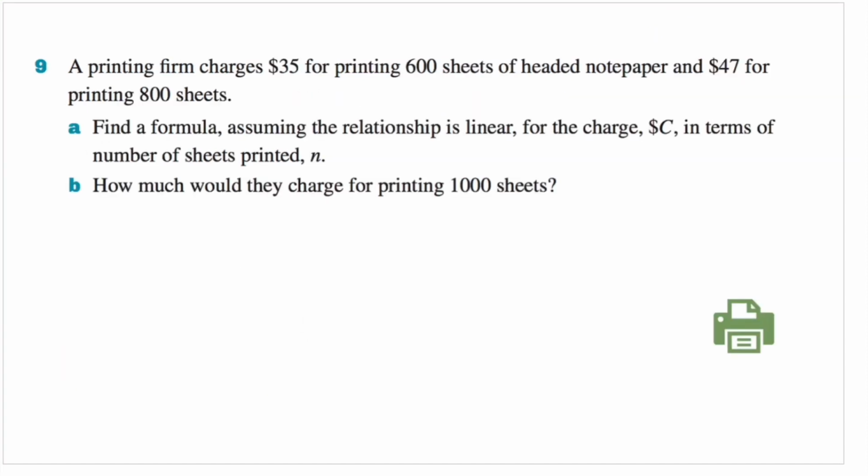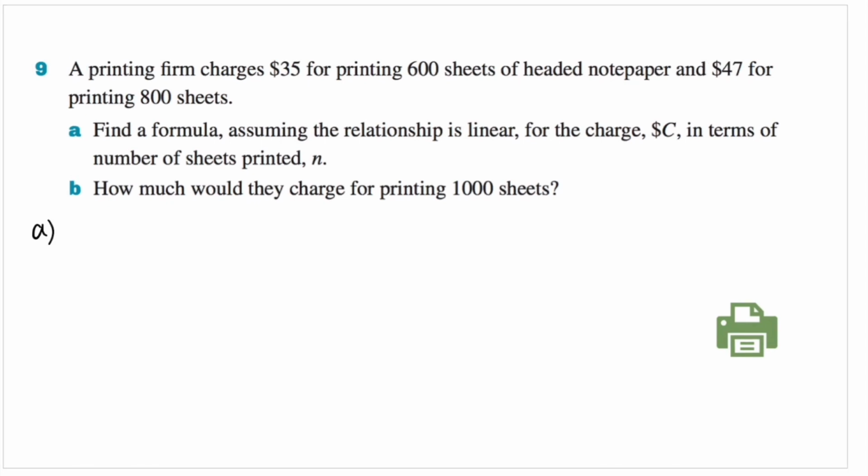Okay, last question. A printing firm charges $35 for printing 600 sheets of headed notepaper and $47 for printing 800 sheets. Question A. Find a formula, assuming the relationship is linear, for the charge, C dollars, in terms of number of sheets printed, N. Alright, firstly, let's set up an equation.